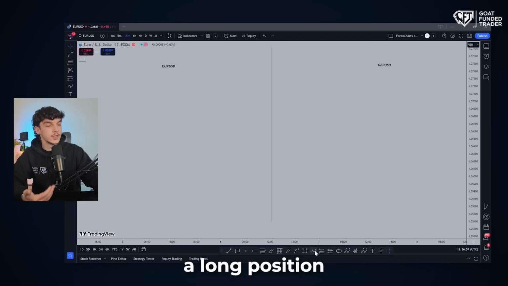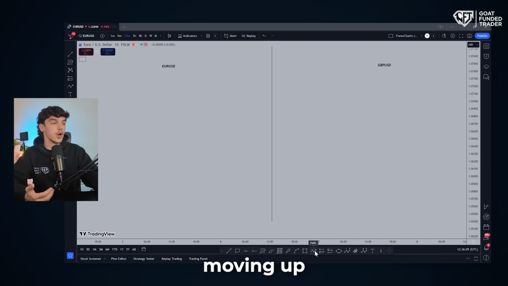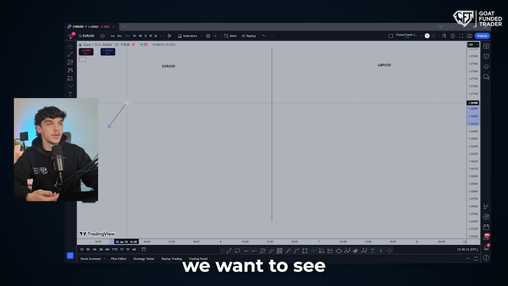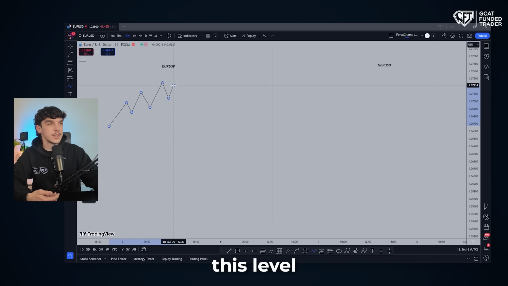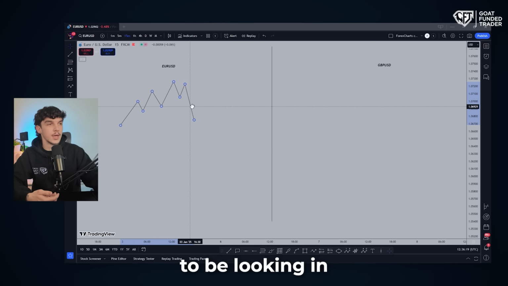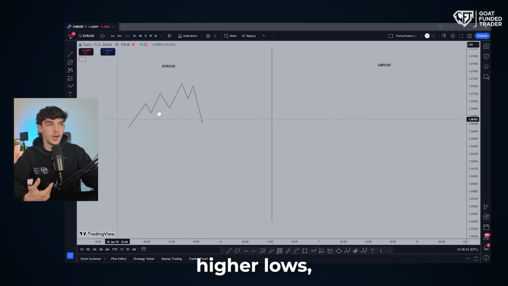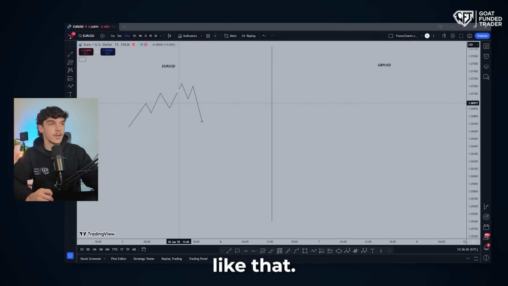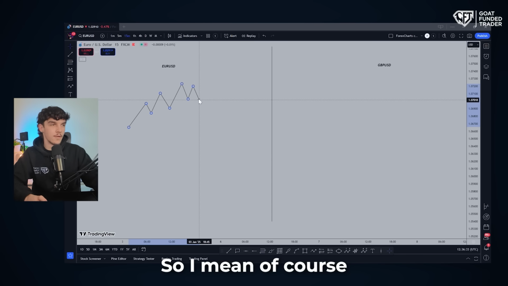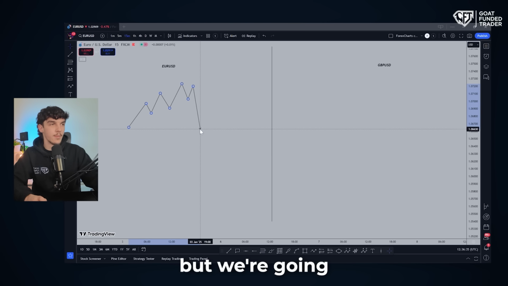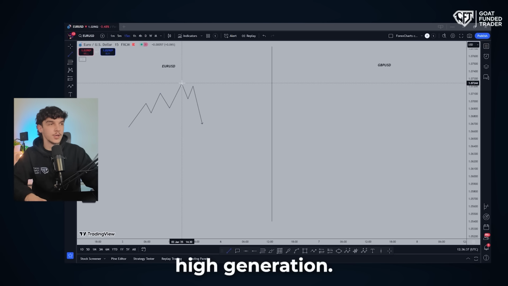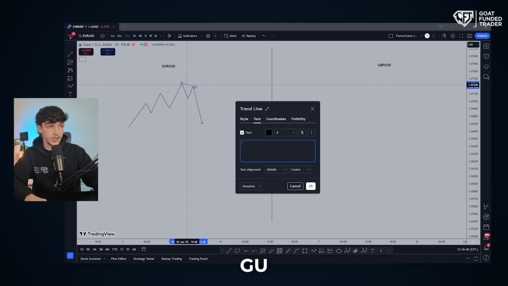So for a long position, if the market's moving up and we potentially want to see a retracement, we want to see the market moving like so. And once we come into this level, this is where you want to be looking for a play. As you can see, we have higher lows, higher highs, and then when we have this higher low being formed, the market came up and created a lower high. Of course, you're going to have a little bit of price action here, but we're going to highlight that lower high generation and then also have a look at GU at the same time.